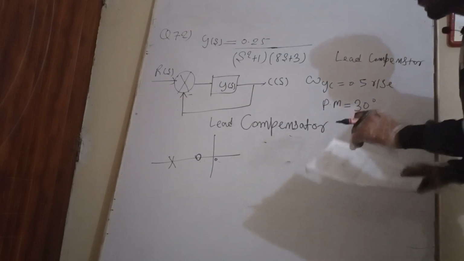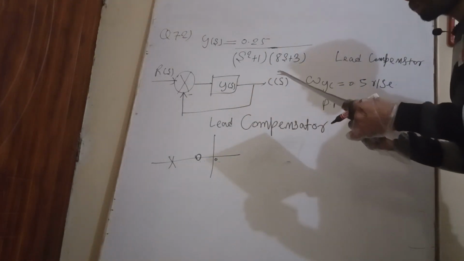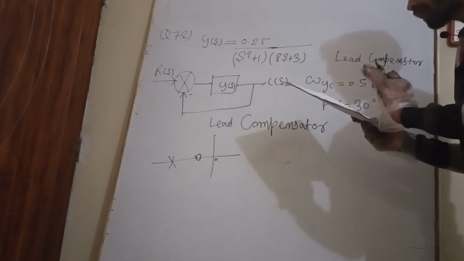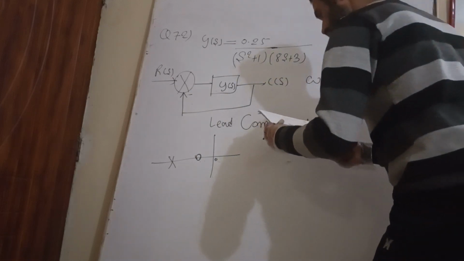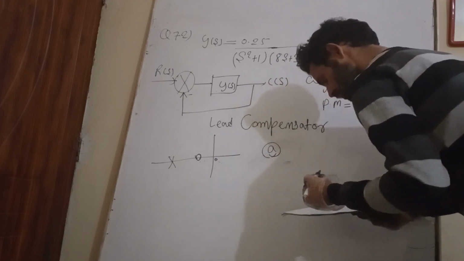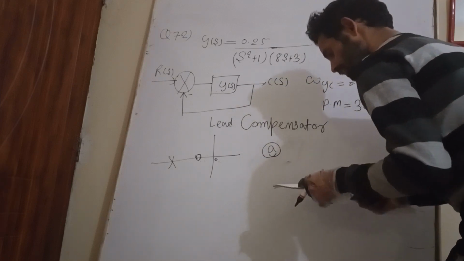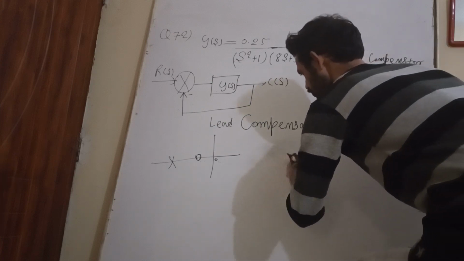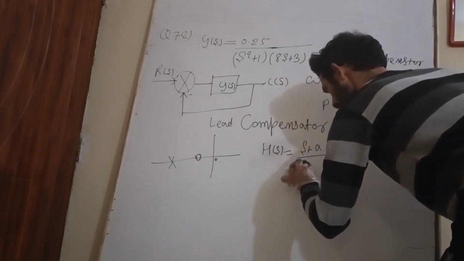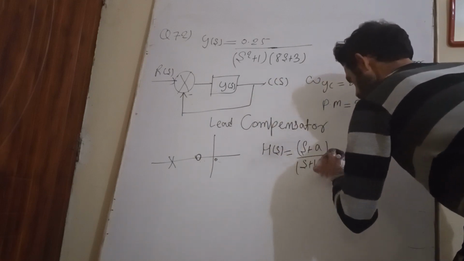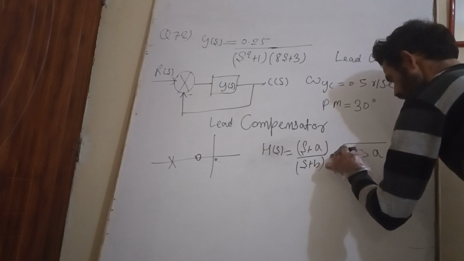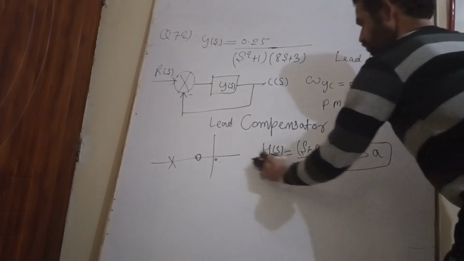Now, see options A, B and C. First, option A is lead compensator. For a lead compensator, H(s) = (s + a)/(s + b), where b must be greater than a. This is the condition for a lead compensator.